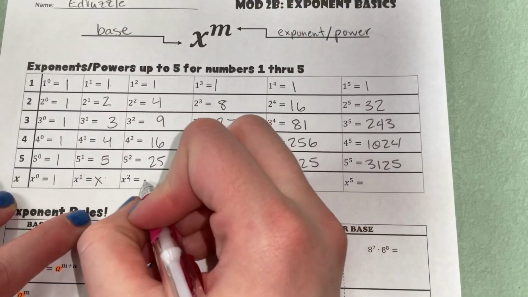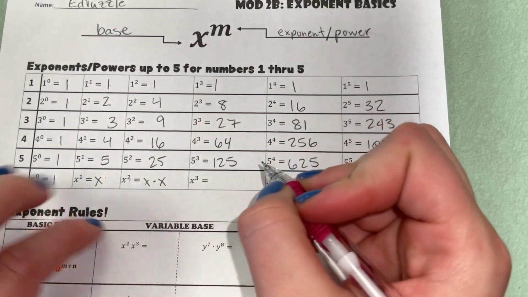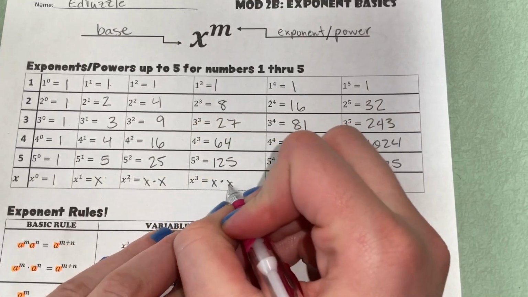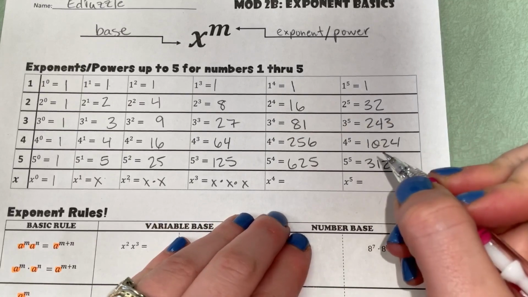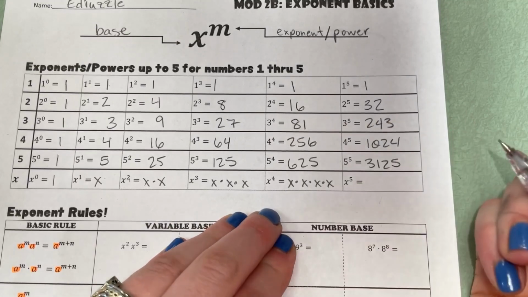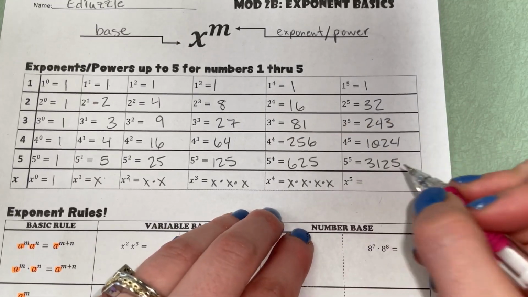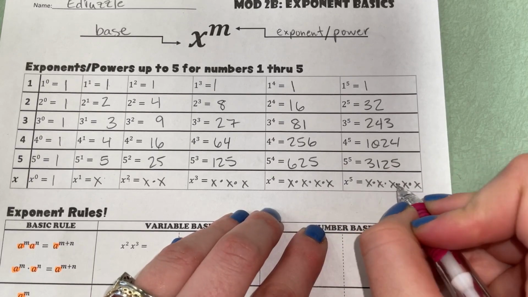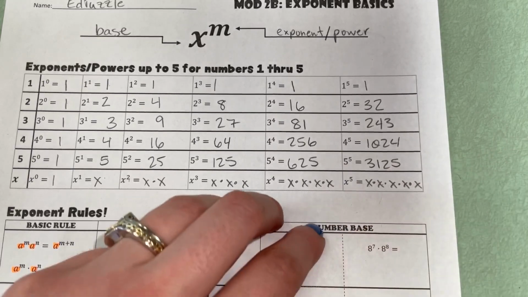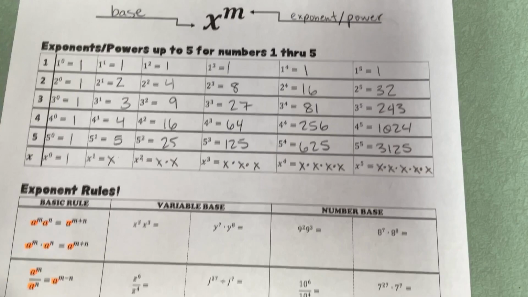x squared means x times x. x to the 3rd means x times x times x. What do you guys think x to the 4th is? x times x times x times x. What do you guys think x to the 5th is? x times x times x times x times x. Good job.